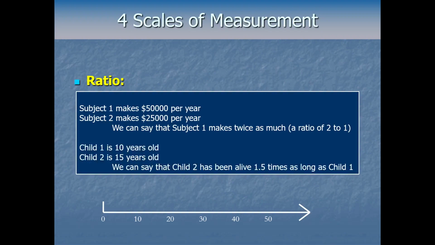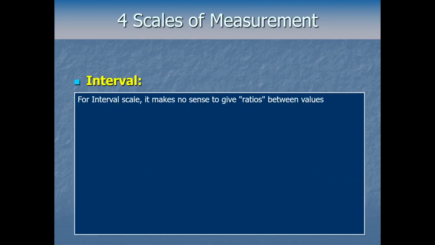Ditto for age, if we're measuring it in years. If that's how I'm measuring age in my study, if child 1's value is 10, they're 10 years old, and child 2's value is 15, we can totally say that child 2 has been alive 1.5 times as long as child 1. We can make a ratio between those values, and it makes perfect sense for the kinds of things measured on a ratio scale.